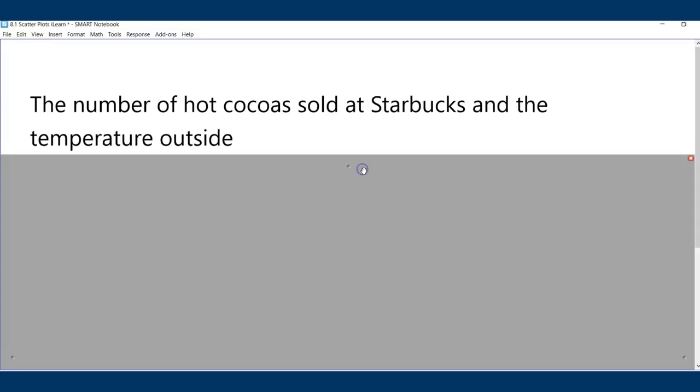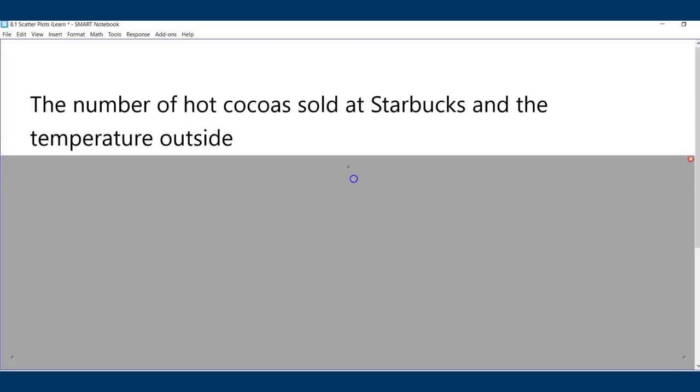Let's say we have some data of the number of hot cocoas sold at Starbucks and the temperature outside. That might be a causation. The colder it is outside might increase sales at Starbucks for hot cocoa. So we can say that is probably a causation. Let's look at the next one.